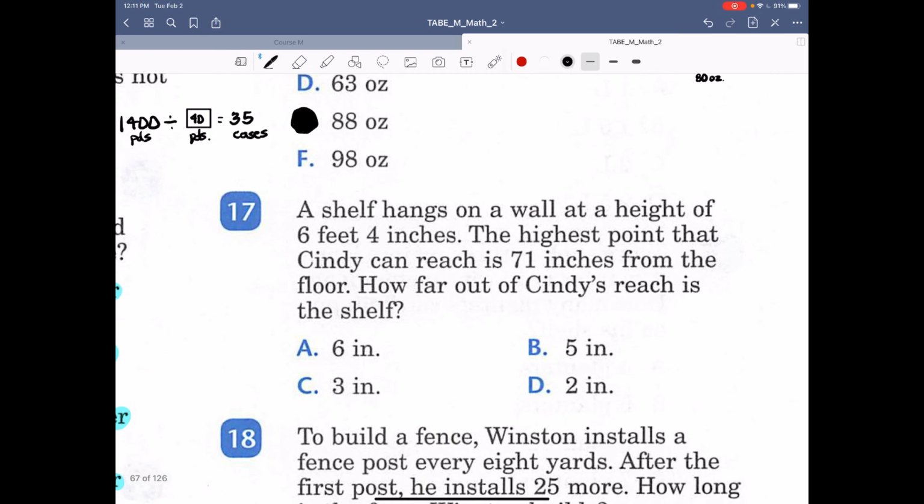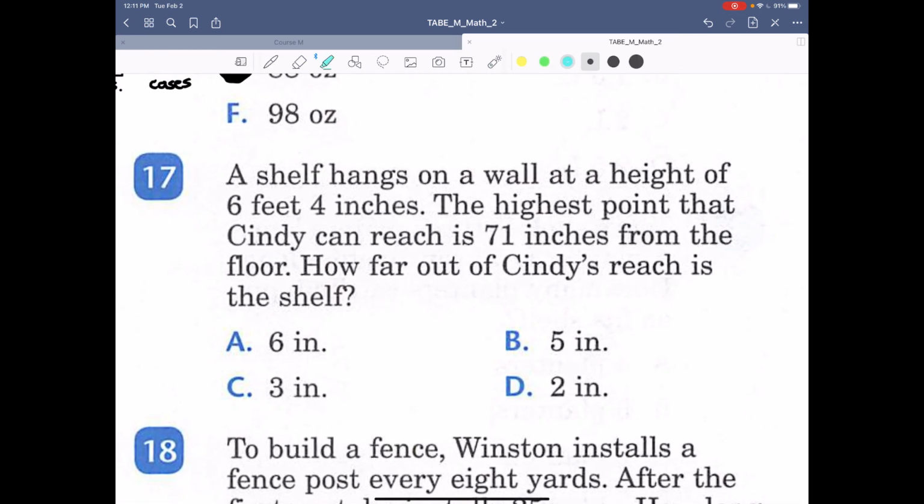Number 17. A shelf hangs on a wall at a height of 6 feet 4 inches. The highest point that Cindy can reach is 71 inches from the floor. How far out of Cindy's reach is the shelf? So here is a shelf that is hanging on the wall. And that shelf is at a height of 6 feet 4 inches.